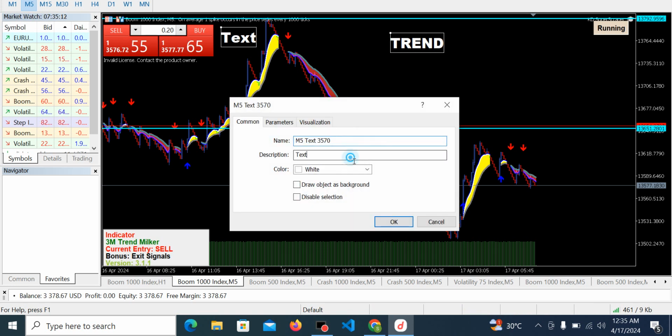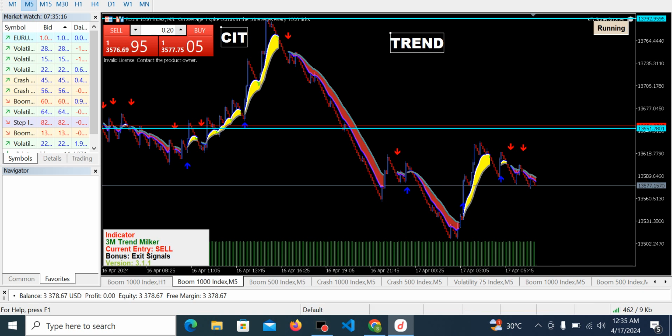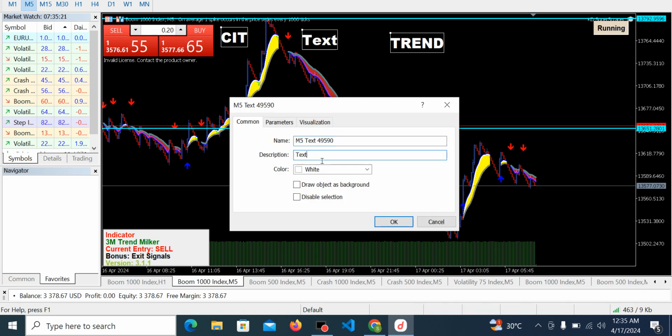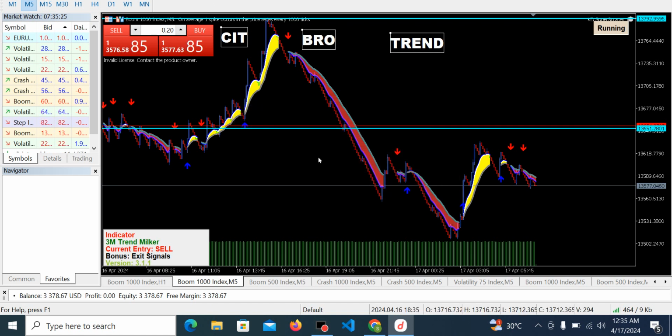Okay, so the first thing that should come to your mind is your CIT. If your CIT did not work, then your BRO will work. Okay, so this is as simple as this. So you just need to understand all these strategies, and of course you will be able to milk the market successfully. Okay guys, let's see how to go about it.